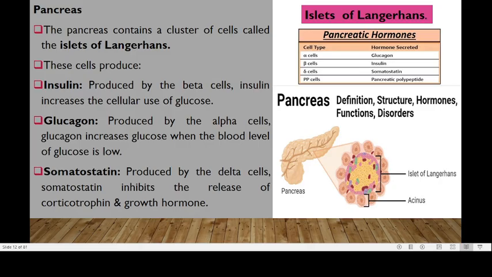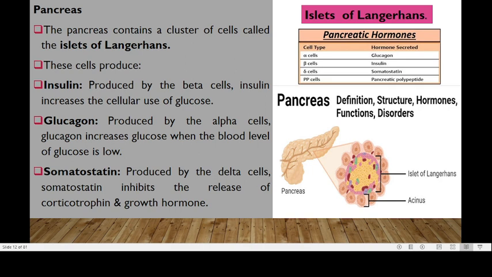The other gland is the pancreas. Pancreas is made up of what we refer to as the cluster of cells, the islets of Langerhans. The islets of Langerhans produce several cells. We have the alpha cells producing glucagon, beta cells producing insulin, delta cells producing somatostatin, and the PP cells producing the pancreatic polypeptide.